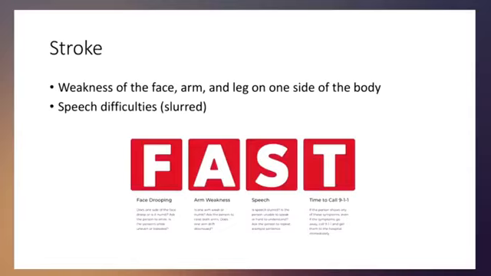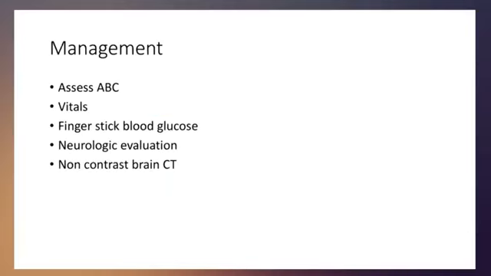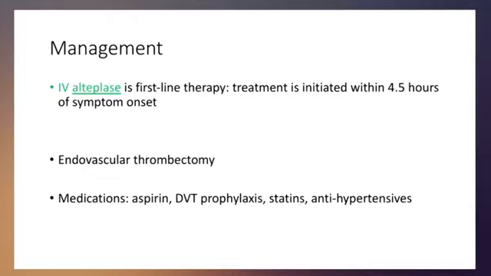FAST is an acronym that stands for F as in face drooping, A as in arm weakness, S as in slurred speech or difficulty speaking, T, time to call 911. When they get to the hospital, they get a neurologic evaluation, a non-contrast brain CT, and IV alteplase is first-line treatment, started within 4.5 hours of symptom onset.